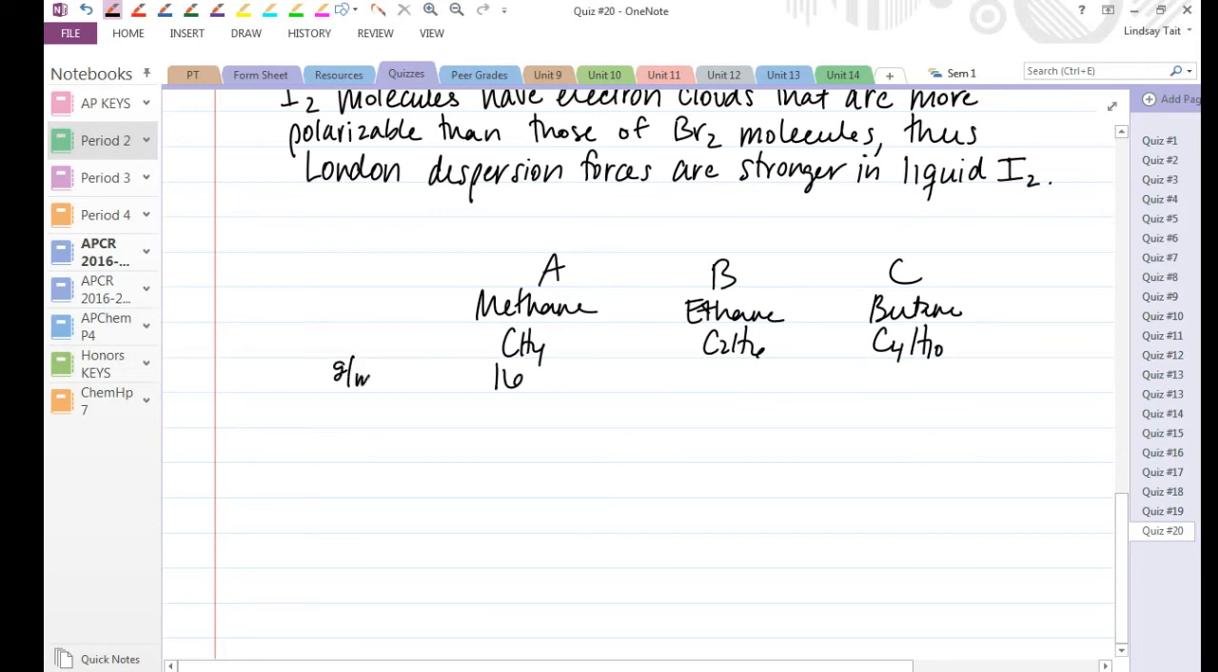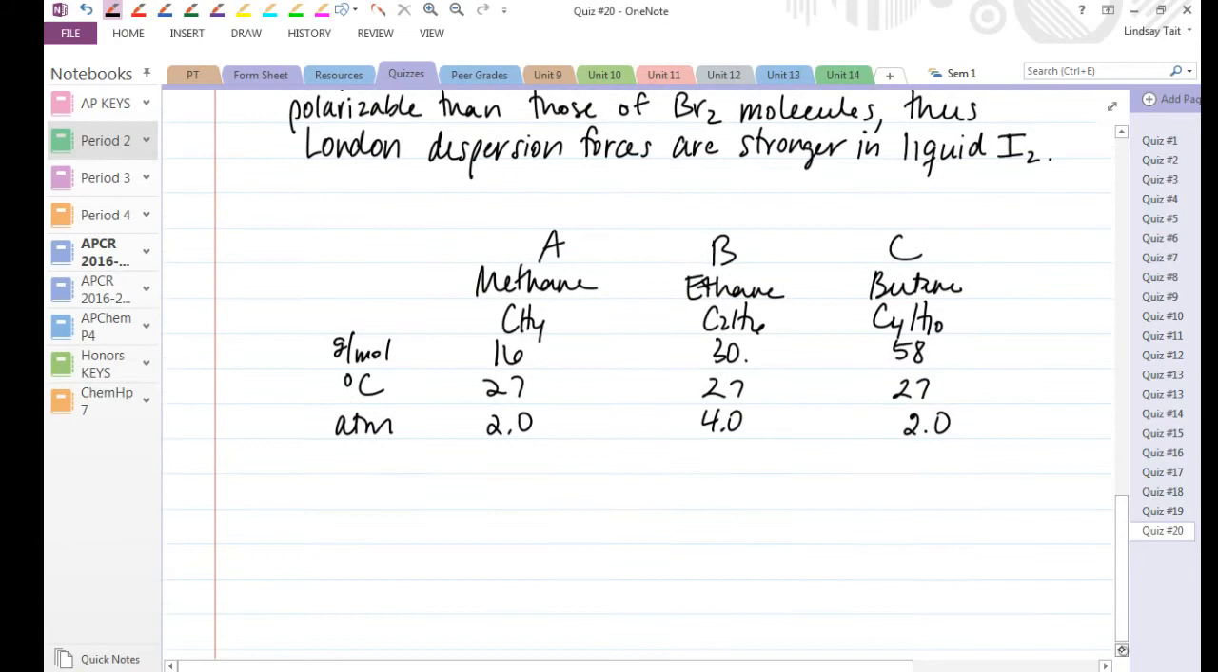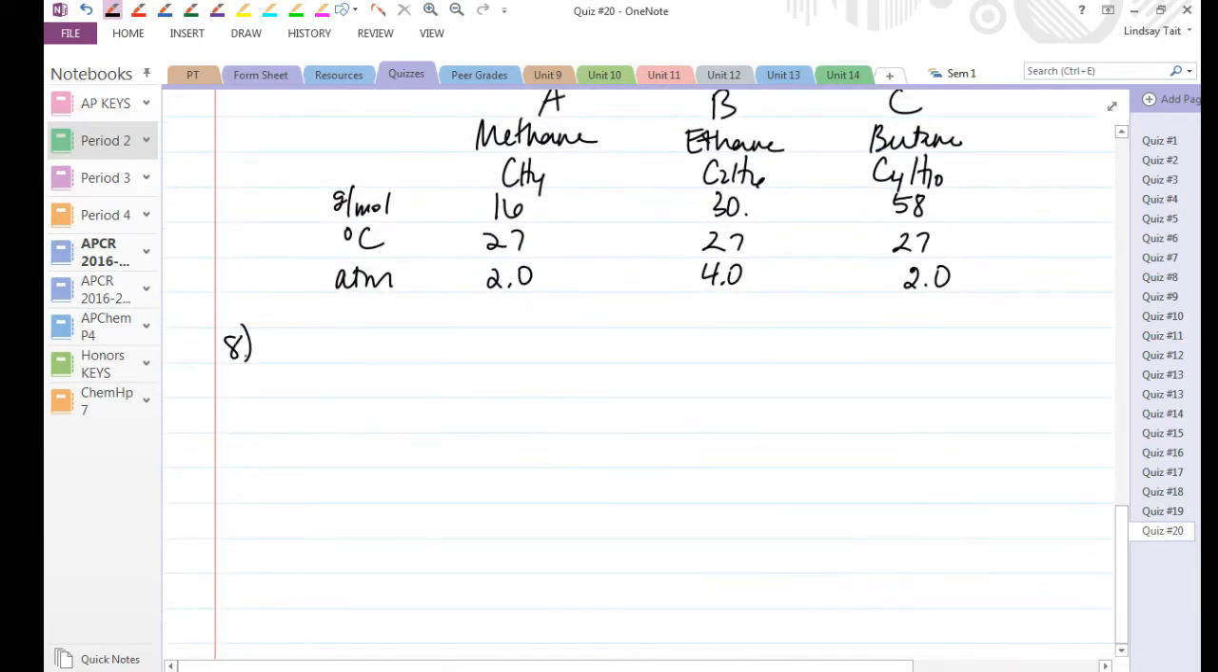So this was grams per mole, the molar mass: 16, 30, and 58. They gave you the temperature in Celsius, so 27, 27, and 27. And then they gave you the pressure in atmospheres of 2, 4, and 2. So this was all the information that was provided to you in the table. And so then they started with the questions.